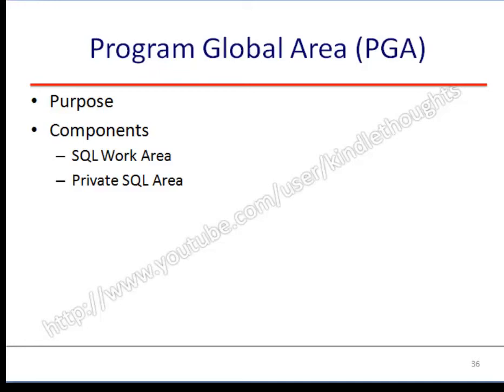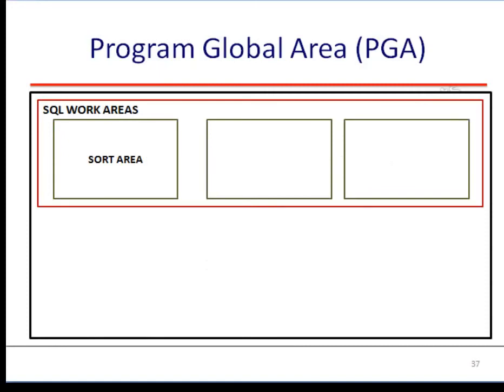Now, if you look at the components, you have the SQL work areas and the private SQL area. SQL work areas are specialized memory chunks for specific activity. For example, you connect to the database, and a PGA is allocated for your specific session. Within that, based on the configuration, you have a sort area allocated. Sort area, as the name suggests, is the memory used for sorting your data. So it would be a good idea to know how your sort area is sized so that your queries perform accordingly.